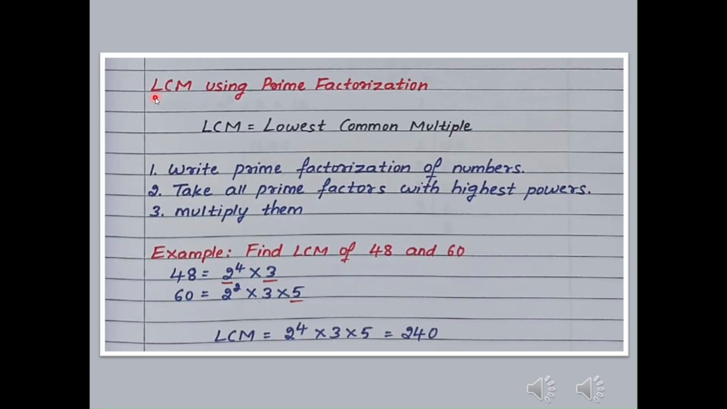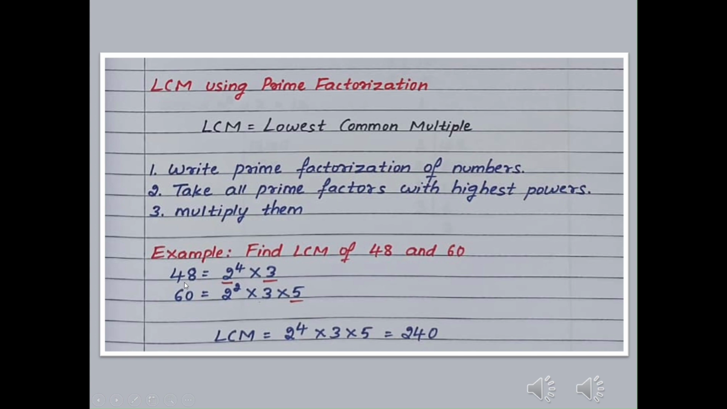Now let us learn how to find the LCM using prime factorization. LCM stands for lowest common multiple. To find the LCM, we first write the prime factorization of each number. Then we take all the prime factors with their highest powers and multiply them. Let's solve an example. Find the LCM of 48 and 60.